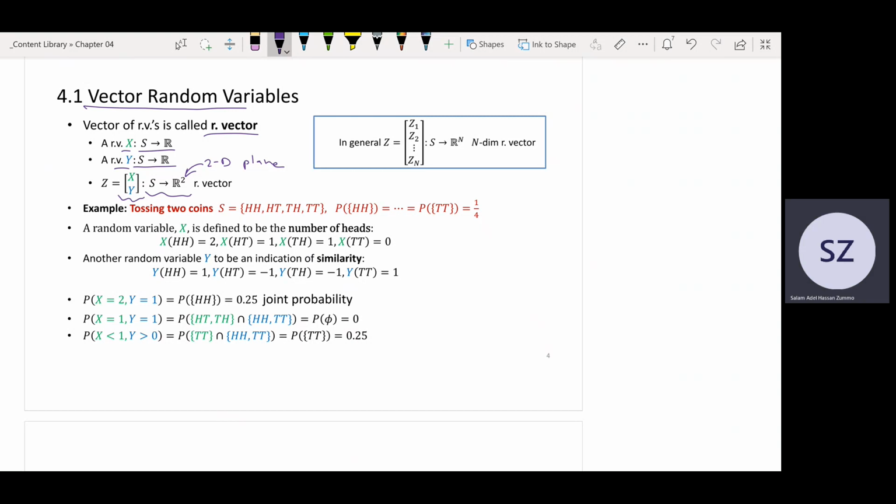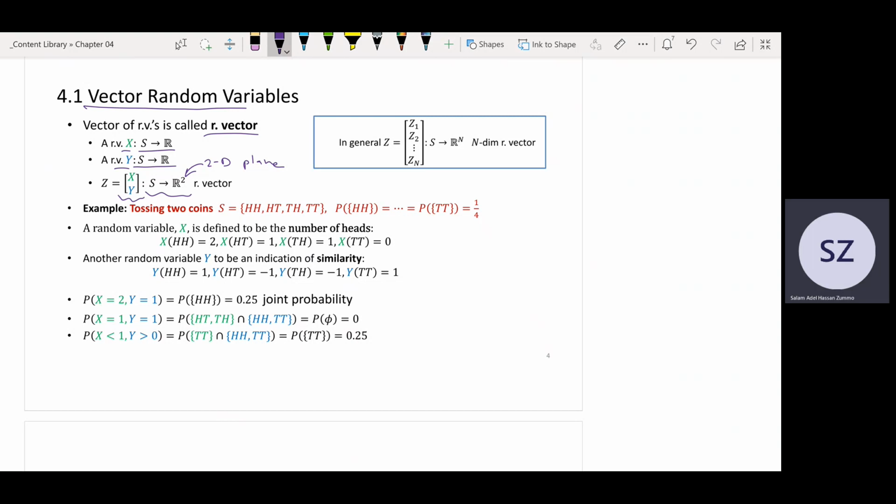R is the real line, and R squared is the two-dimensional plane. So basically, every item in S is mapped into an ordered pair rather than a number. For a single random variable, every outcome is mapped into a number. Here, every outcome is mapped into an ordered pair. Am I clear?